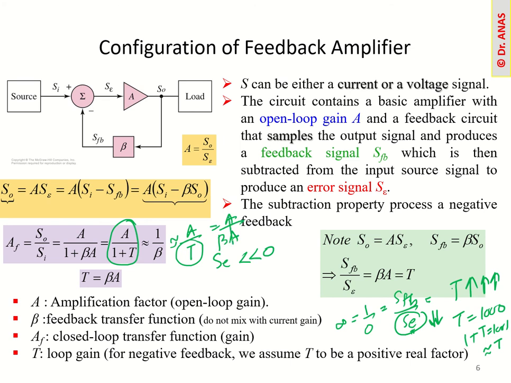What is T? Beta times A, so A is cancelled, leaving 1 over beta. So if your error signal is very small, then the closed loop transfer function will be just the inverse of the feedback transfer function. AF will be 1 over beta only, if the error signal is very small. So these are just some simplification assumptions here.